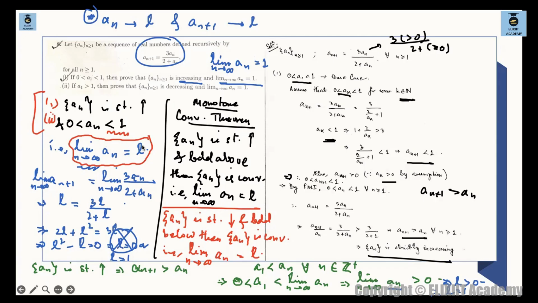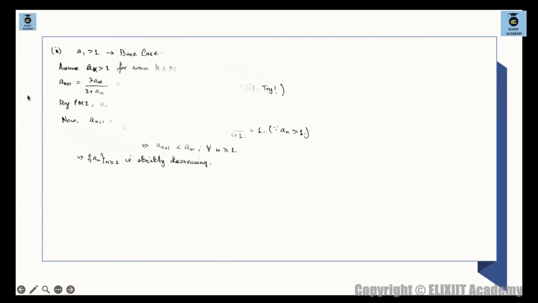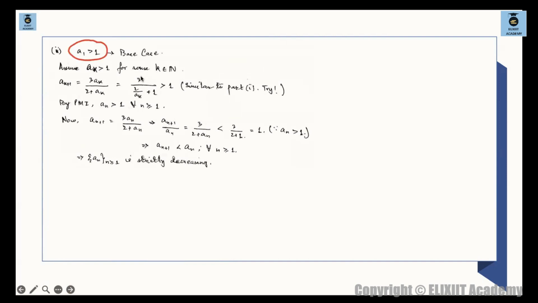Next part of the question says, for A1 more than 1, we have to prove that the sequence is decreasing. So in a similar way, we'll prove it. For A1 more than 1, we'll take this to be the base case. Then in a similar way, we'll consider AK is more than 1 for some K belonging to N.